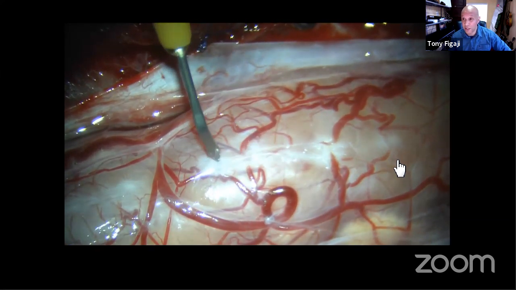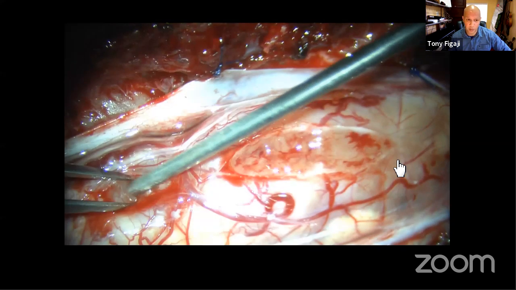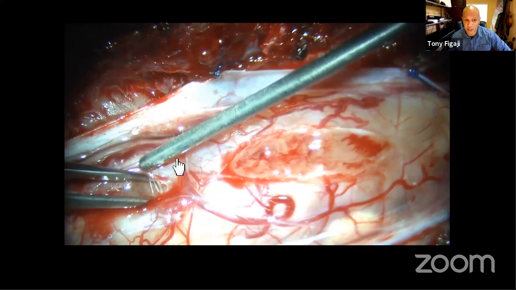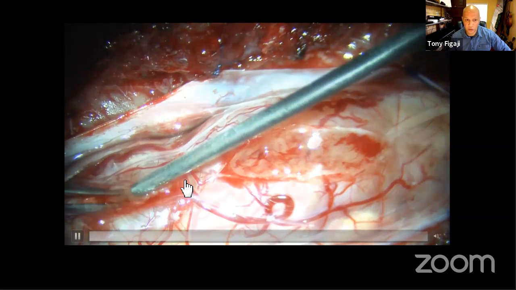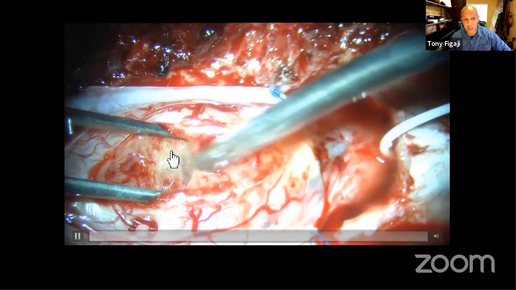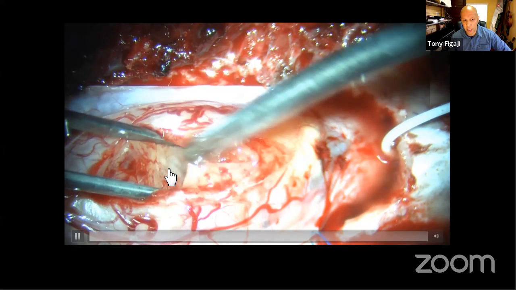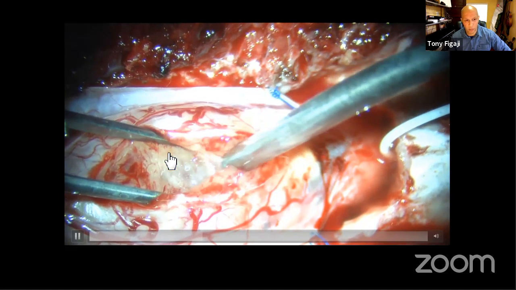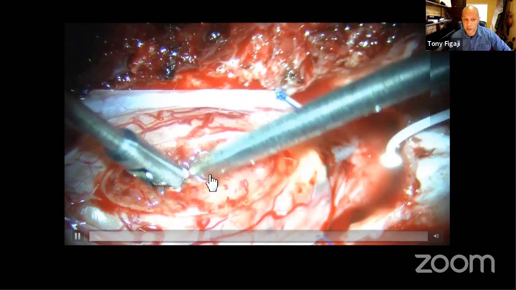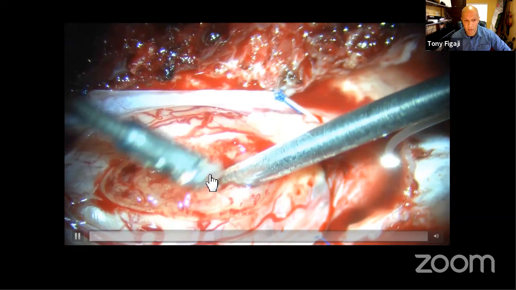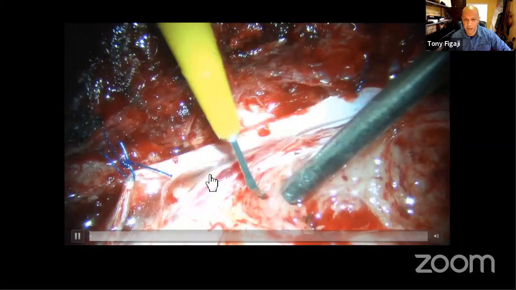I use an iris knife or an arachnoid knife to open up the pia. Sometimes I like to leave bridging veins, and it's not always possible to maintain them. I like to open up the cord like this, just with the bipolar forceps. Always remember to take biopsy specimens and biobank them if you can.